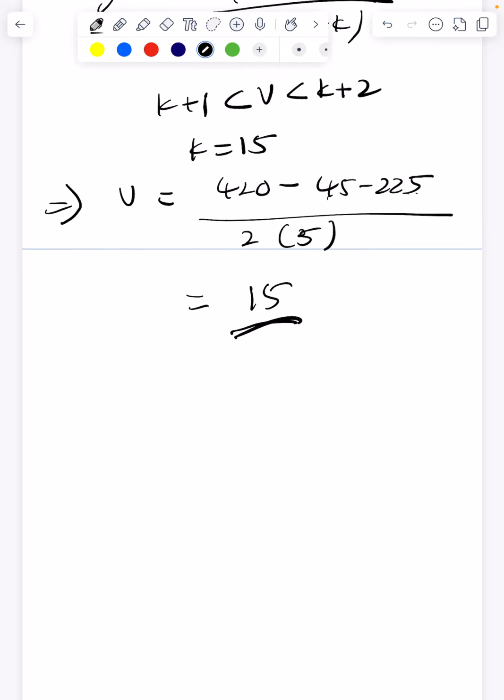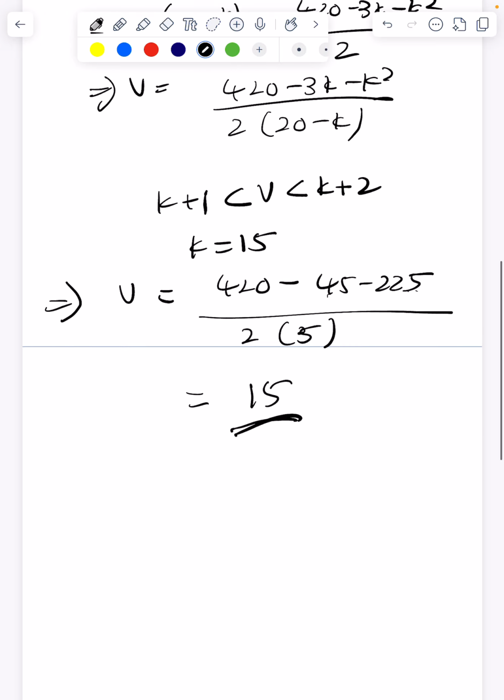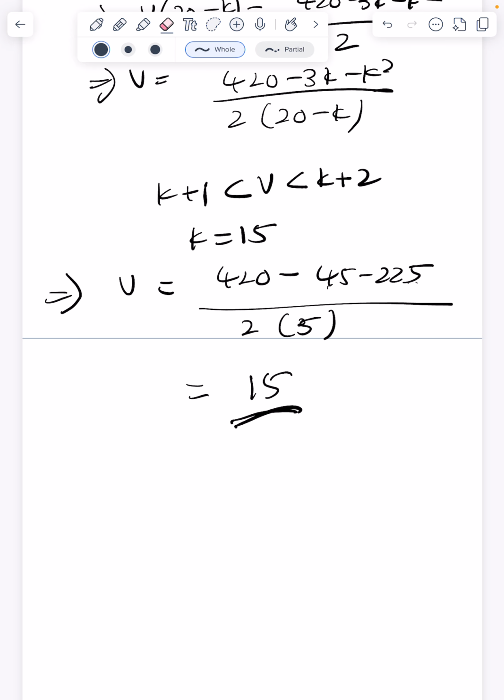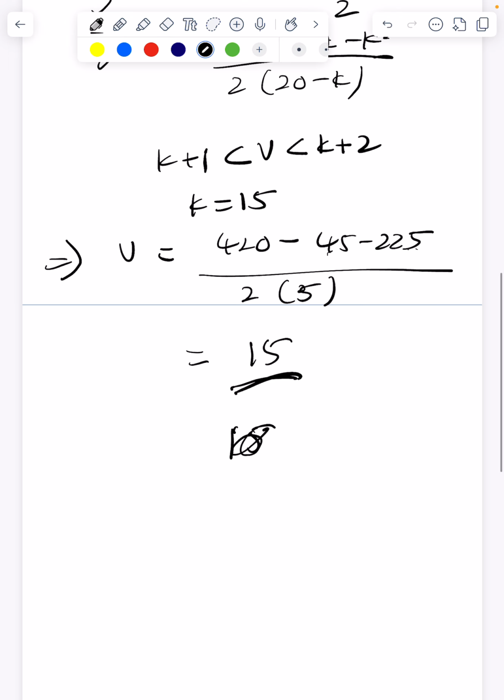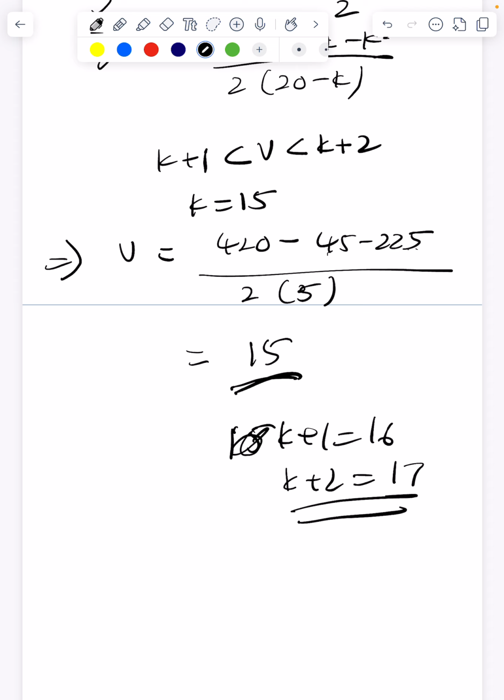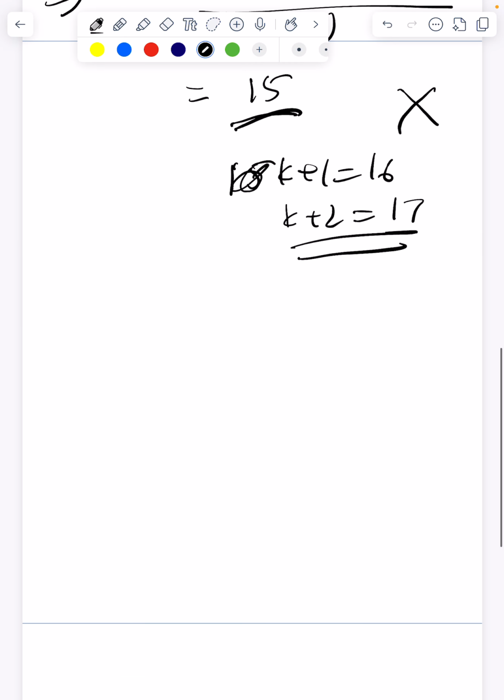So here I get 15, but does V lie between K plus 1 and K plus 2? It actually doesn't, right? So in this case, V should be lying between K plus 1, which would be 16, because my K was 15, and K plus 2, which should be 17. V doesn't happen to lie between them, so I cannot use this solution and I have to discard it. But let me check for a different K. Let's put K equals 14.